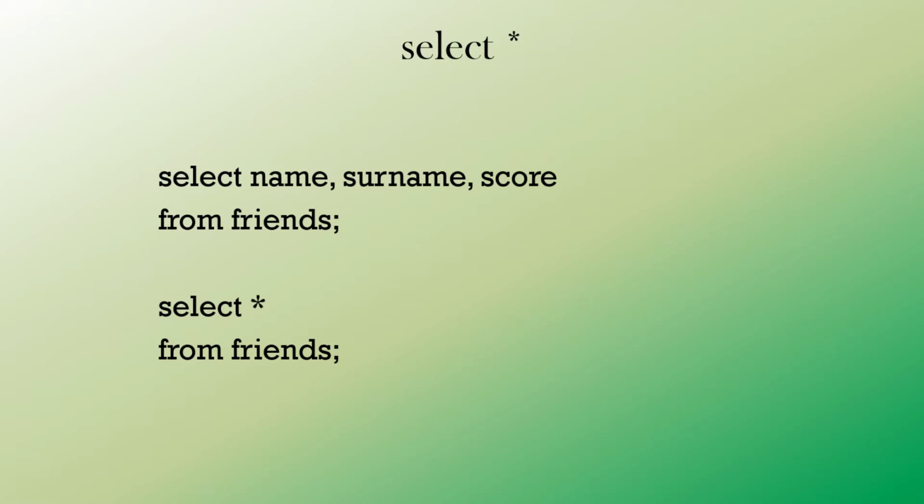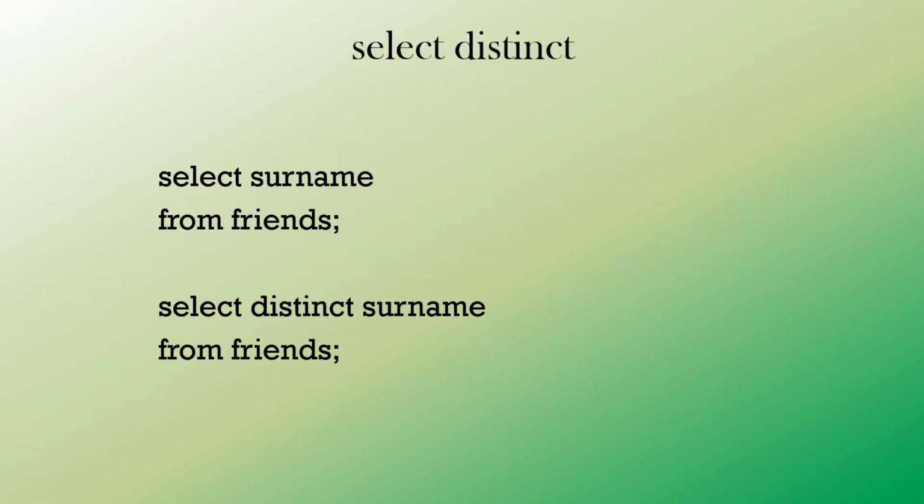Here we've got all of the column names from friends. We can use an asterisk to do that as well. So instead of writing all the columns, we can use select asterisk from the table name.